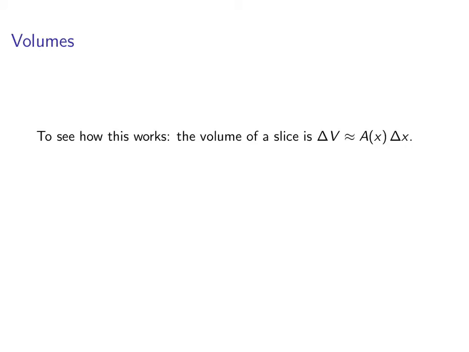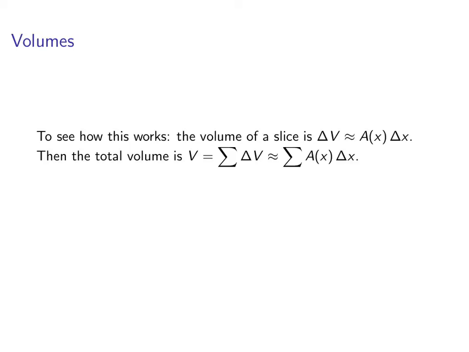All right, so the way we're going to see how this works is the volume of a slice is delta V, which is approximately equal to A of x delta x, because that slice, like the slice of bread, is very close to a cylinder, so I'm using the formula for the volume of a cylinder. Then to get the total volume, I have to add up all these slices. So remember that sigma means to add things up. So we add up all the slices, and since each slice is about A of x delta x, this is the approximate total volume.